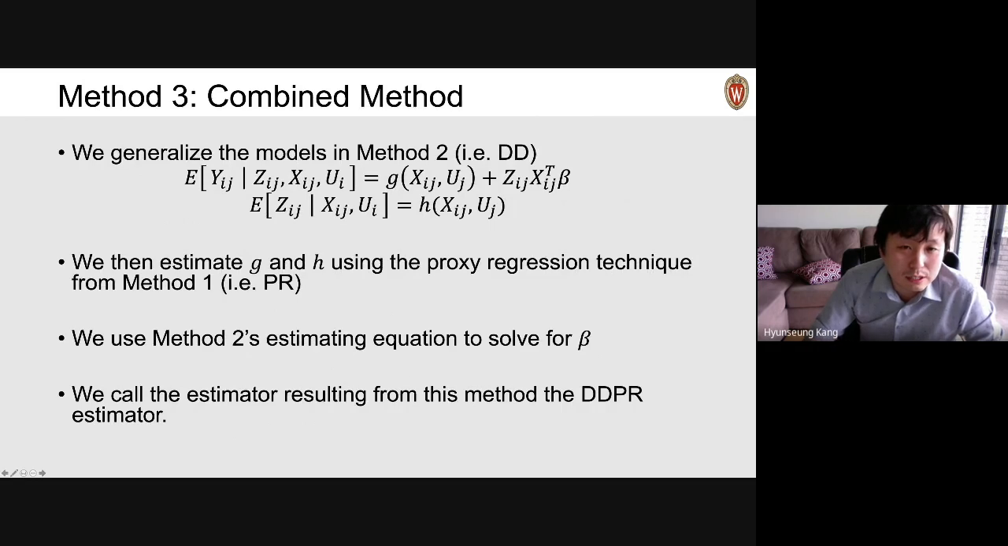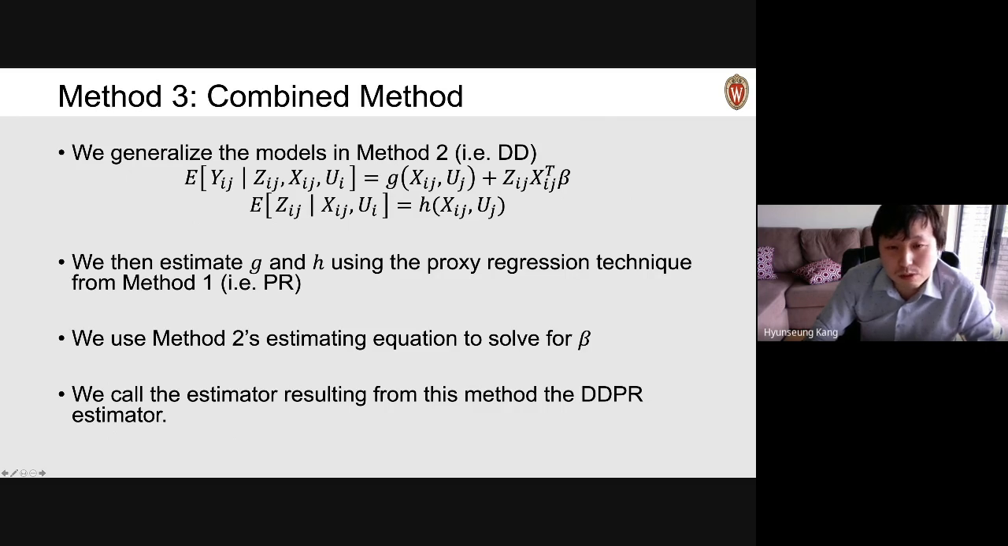The third method is just combining the two methods. If you recall, the second method assumed that G and X are separable, that there is a function for Gx and there's a function for Gu. Now we just assume that this thing is completely non-separable, and we have some function here. We still assume a parametric component. And then the same thing here, we just assume that this is non-separable.